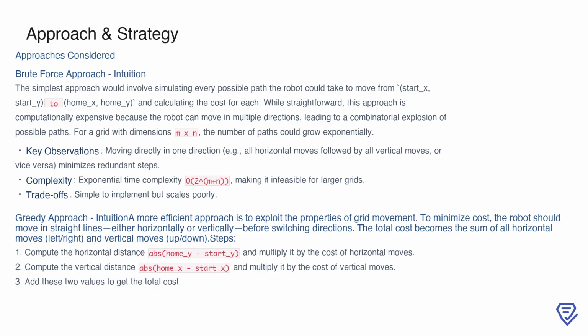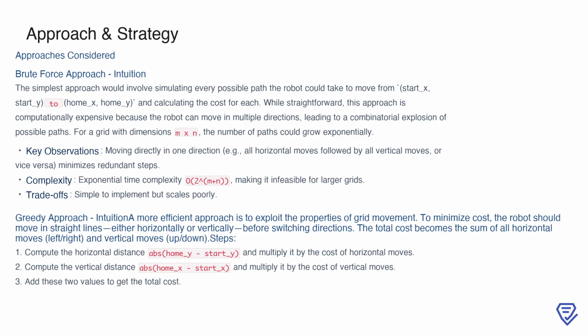The reason lies in the sheer number of potential paths, as the robot has multiple movement options at each step. For a grid with dimensions m by n, the possible paths increase exponentially, leading to an overwhelming number of combinations. However, a key observation here is that moving directly in one direction, either all horizontal moves followed by all vertical moves, or vice versa, eliminates redundant steps and simplifies the problem significantly. Despite these insights, the brute force approach still has exponential time complexity, making it unsuitable for larger grids.